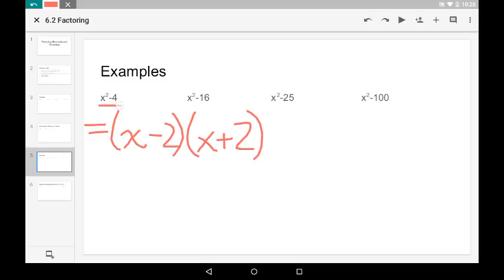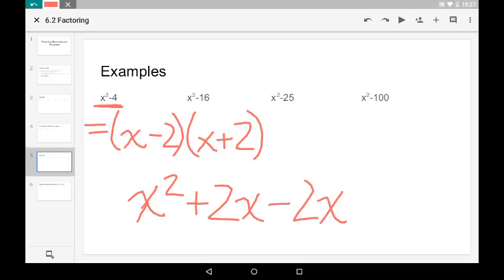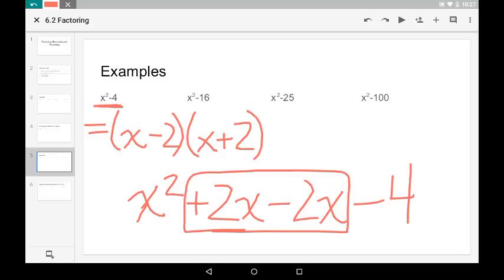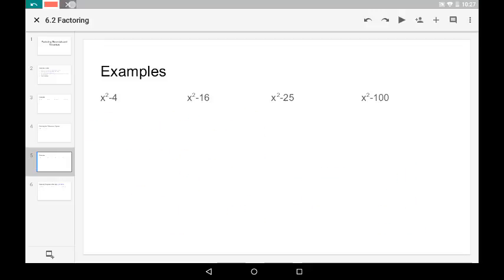The reason this works is because once you expand these, like you learned yesterday, you end up with this. Let's do that. We're going to use FOIL again. So x times x is x squared. X times positive 2 is plus 2x. Negative 2 times x is minus 2x, and negative 2 times 2 is negative 4. These two terms in the middle equal 0 because we're adding 2x and subtracting 2x. So all we're left with is x squared minus 4. And that will work for all of these because you're adding and subtracting the same thing in the middle.